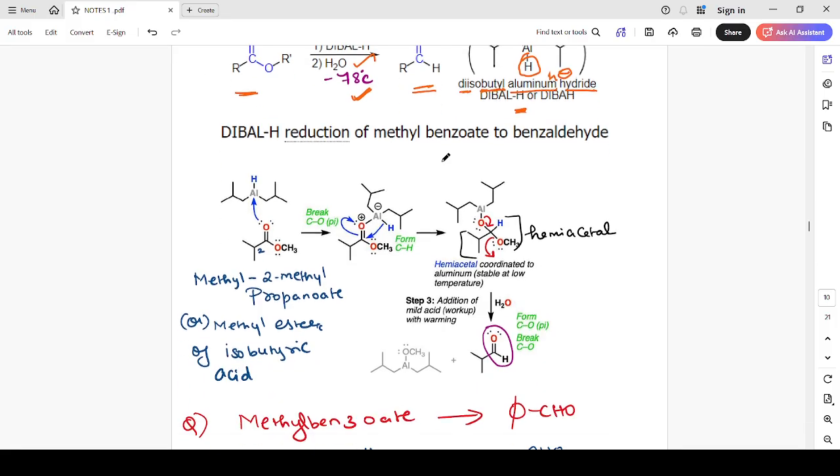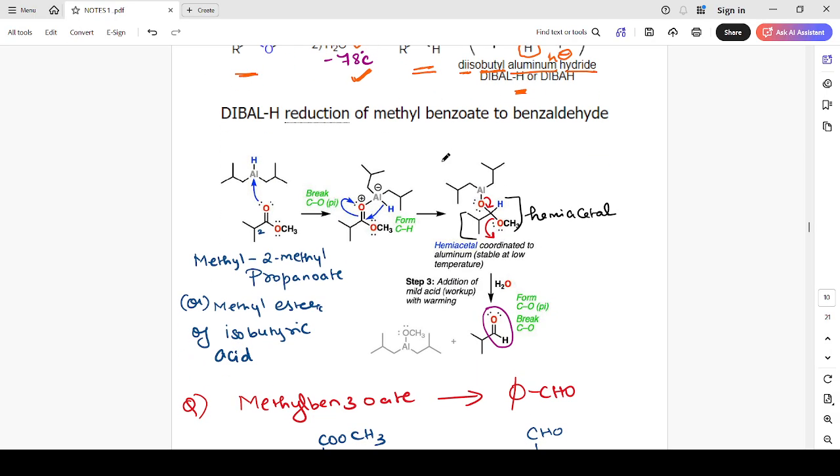Let's go for the mechanism, though the mechanism is not important for us, but still. I have aluminium DIBAL-H here. I am taking an ester here. So what's happening? Look at this aluminium. This aluminium is having only 6 electrons. It is octet incomplete. So what happens? This oxygen lone pair attacks this aluminium. Now since the oxygen loses the lone pair, it carries a positive charge.